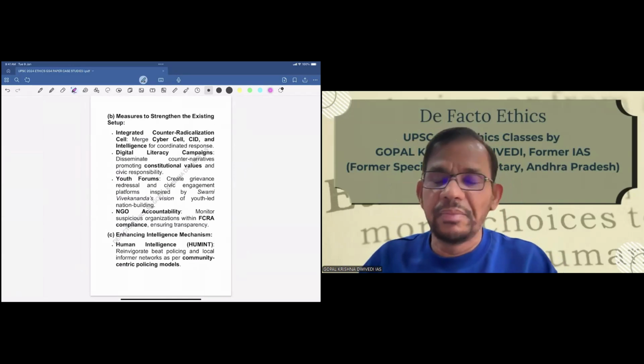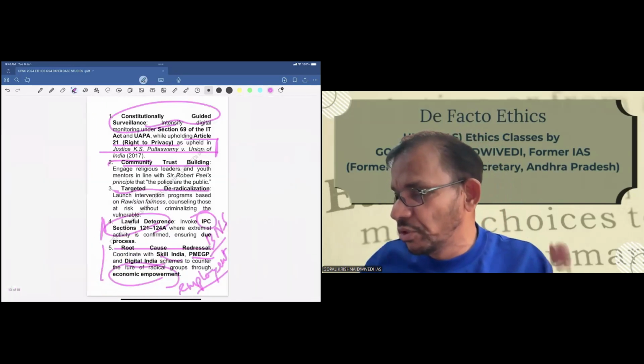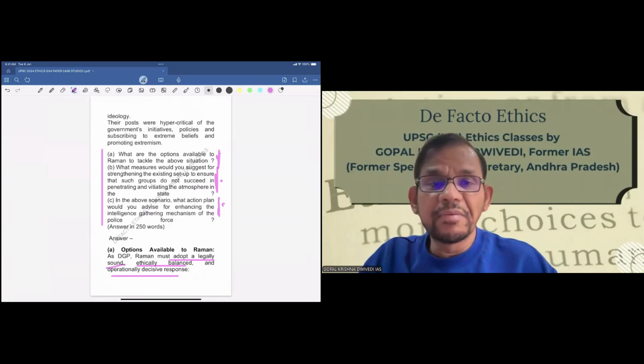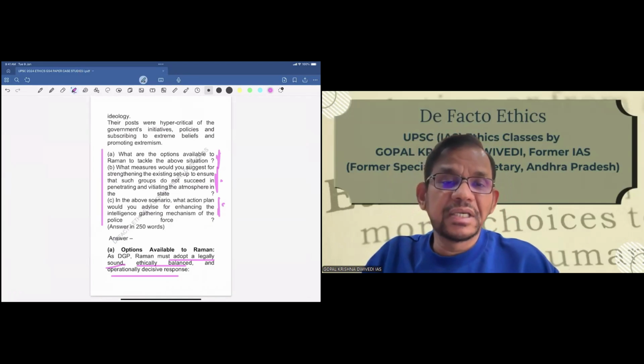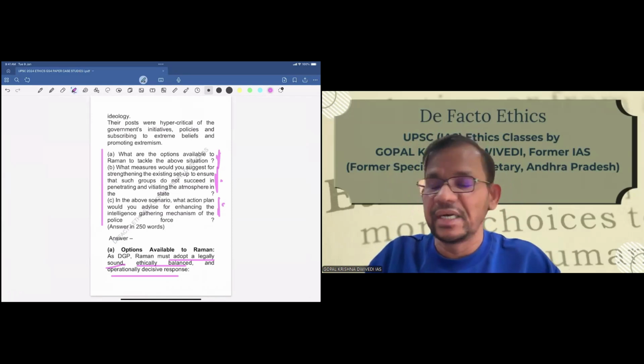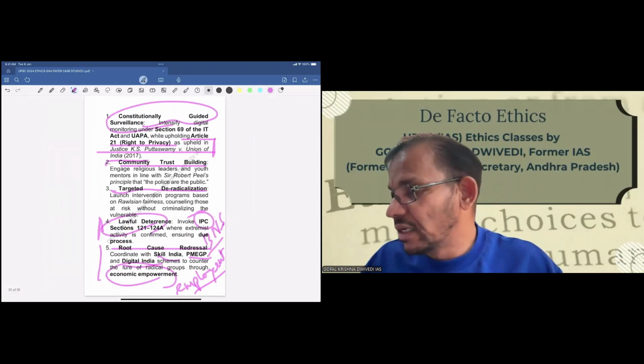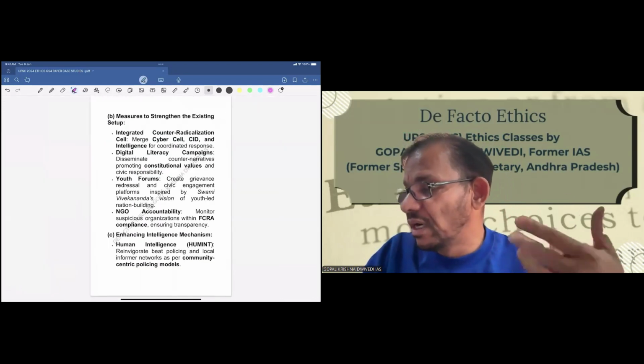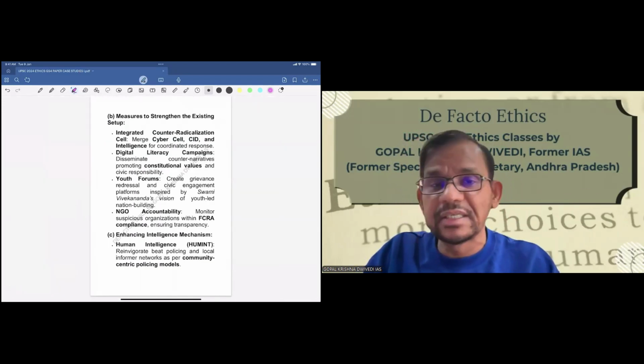Now, what he should do, because this is the B part, I will again show you what is the B part of the question. What measures would you suggest for strengthening the existing setup to ensure that such groups do not succeed in penetrating and vitiating the atmosphere in the state? So this is the second part, that what measures you will suggest for strengthening the existing setup.